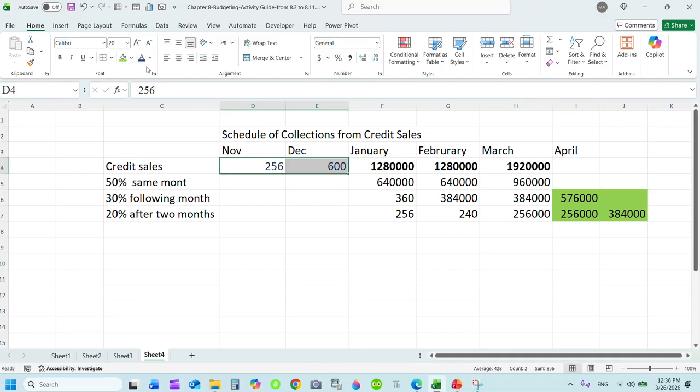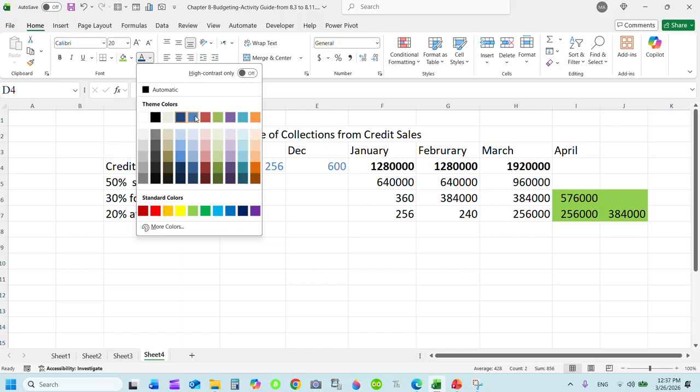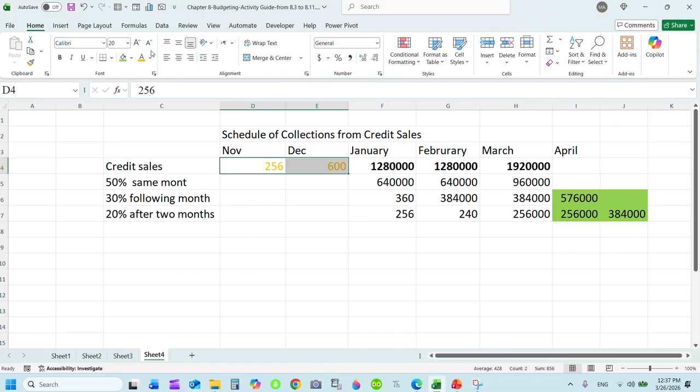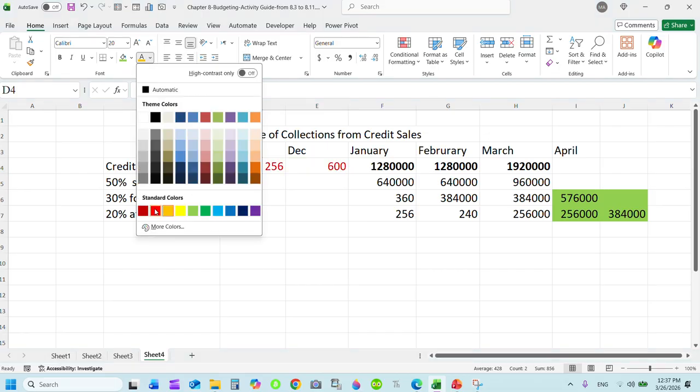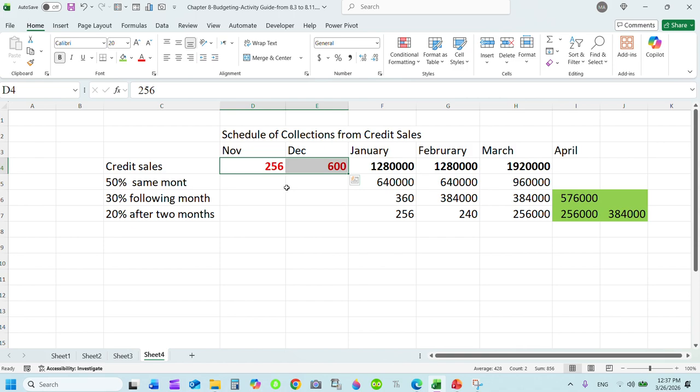These open credit sales, this open debtors receivable, this is how we collect.